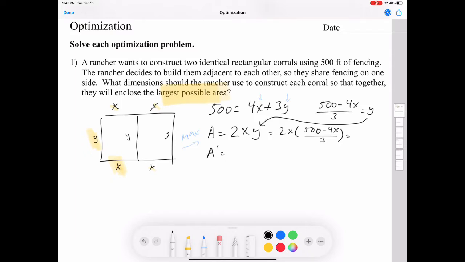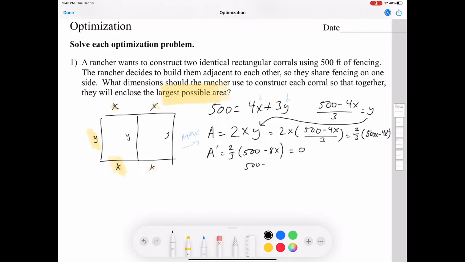So it'll be 2 over 3 times (500x minus 4x squared). It's because I distributed x, but I kept the 2 on the outside, so it's a constant. So when we take the derivative of this, we still have our 2 over 3, which is our constant multiple, and we take the derivative inside, which is 500 minus 8x. Now when will this equal 0?